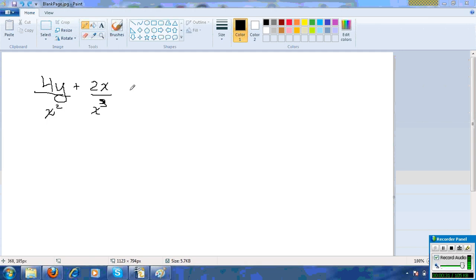Well, the first thing I see is in the numerator, in the top, 4 and 2 have a common factor of 2, so that's something I can work with. And in the bottom, I see 2 terms made up of x, but one is x squared and one is x to the third power. So at first it may not seem that I can combine those, but if you look in the second part, after the plus sign, the second term, the 2x divided by x to the third power.